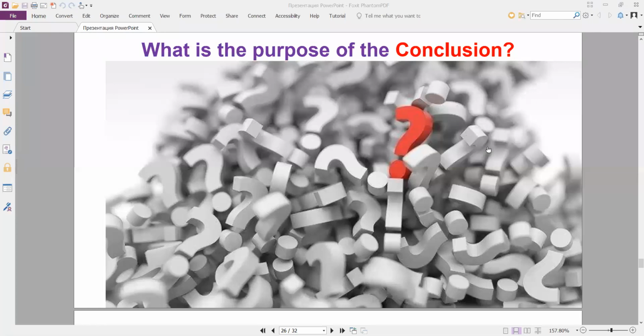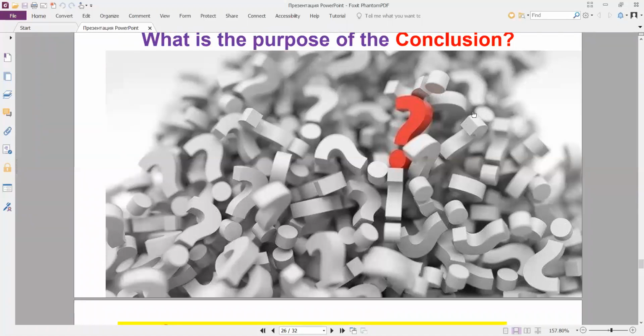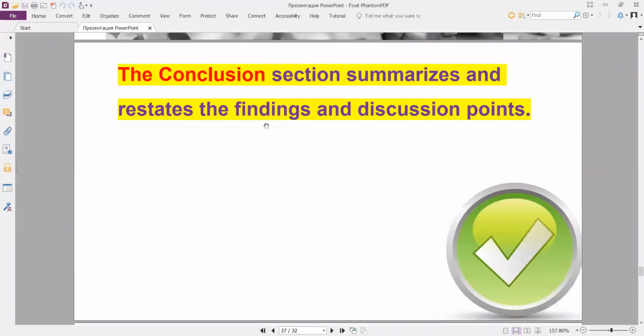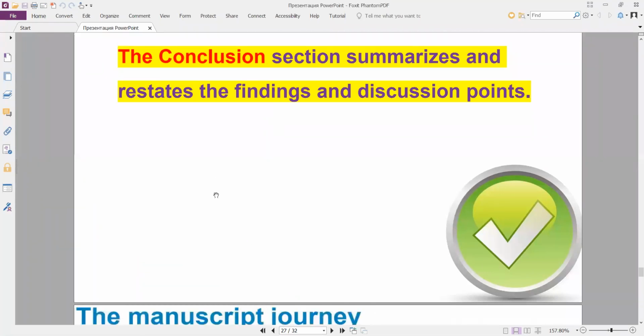Wow, it's great. So all of you now have a clear picture of how to write the conclusion part of your article. So the conclusion section summarizes and restates the findings and discussion points. Again, this is easier to remember: make recommendations and directions.